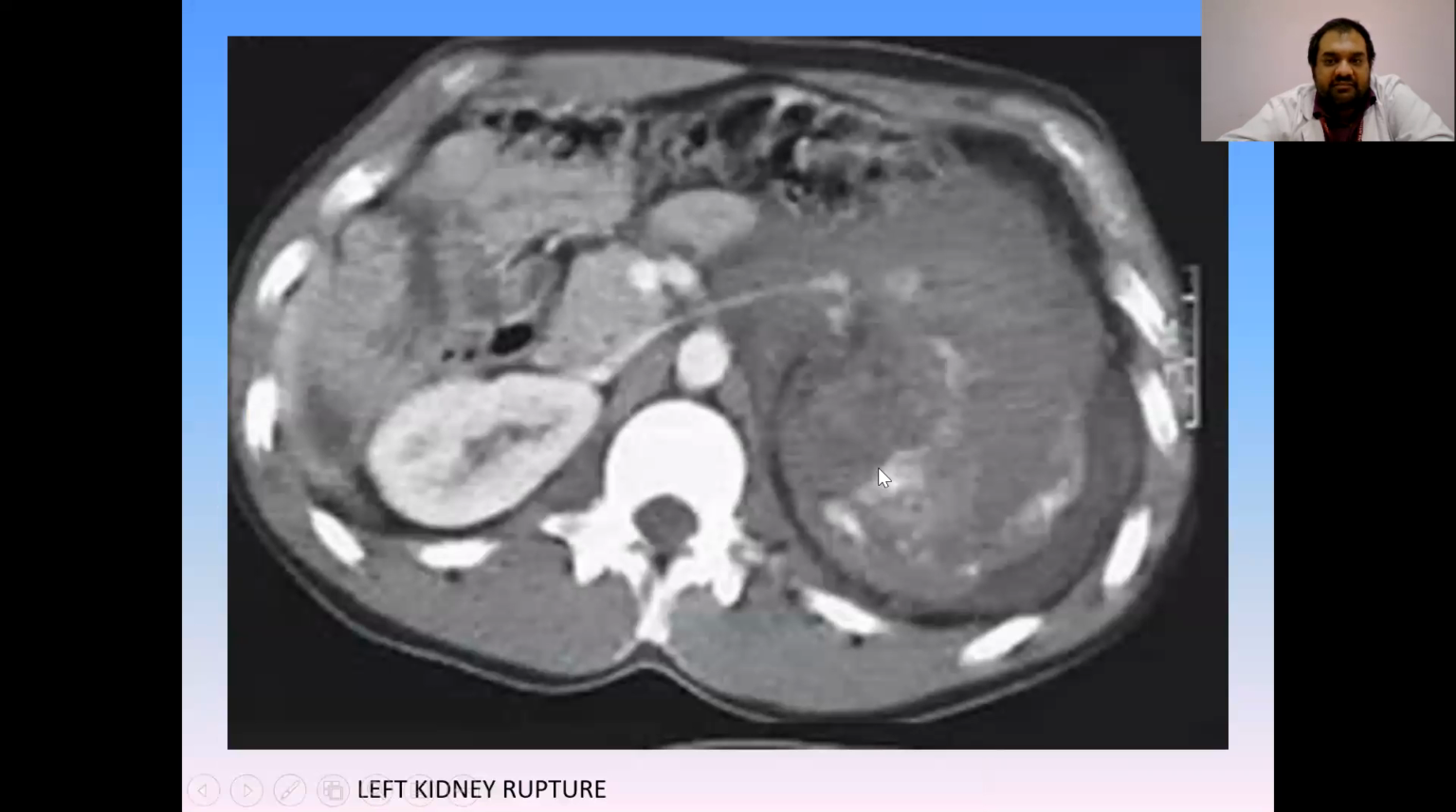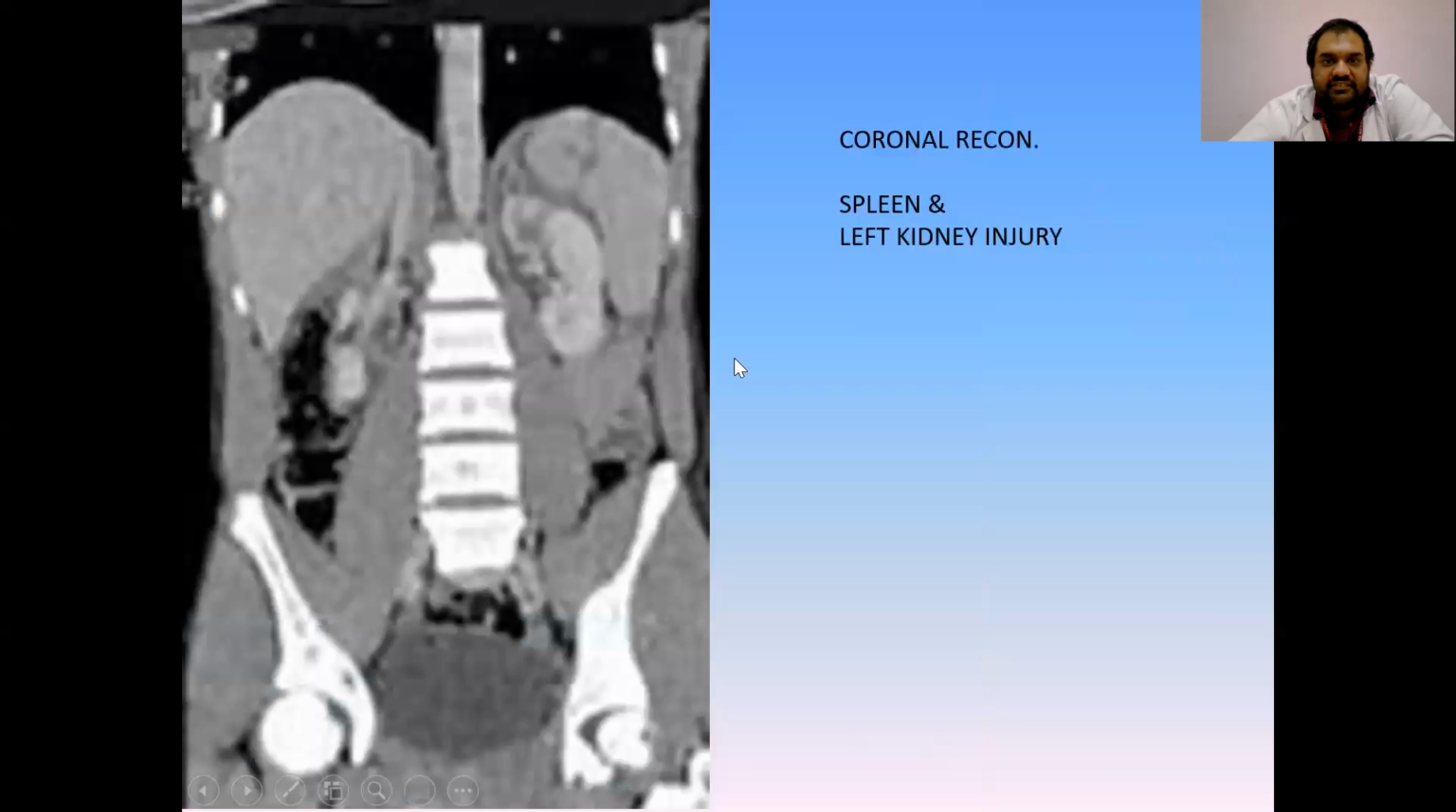You can see the mass. In this image, the axial section of the CT shows left kidney rupture. We cannot visualize the kidney. The normal contour of the left kidney is lost. And this is a coronal reformation, reconstruction, showing the splenic and left kidney injury.